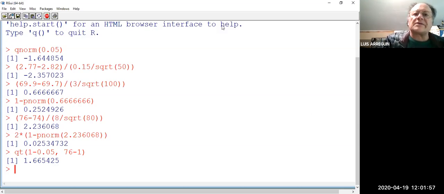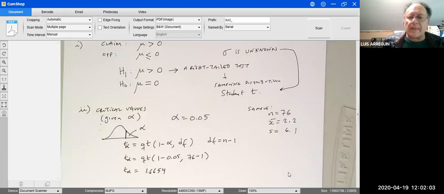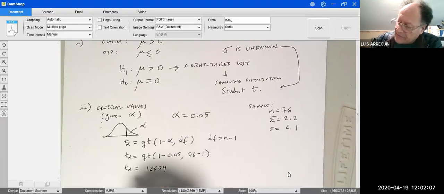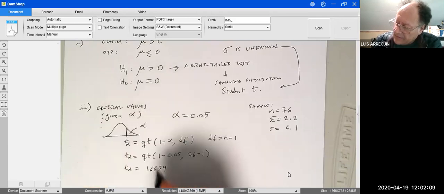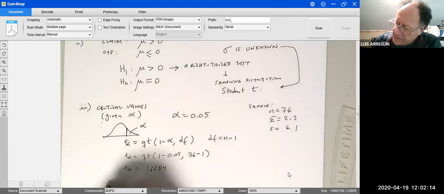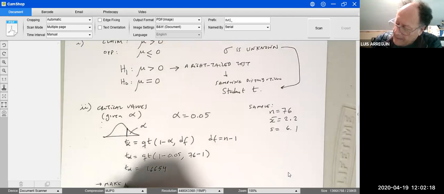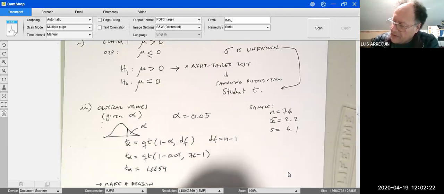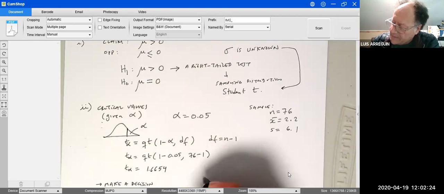That is going to be the threshold to decide whether we need to reject the null or not. So that's the critical value. Let's finish this part by using the critical value method. Let's make a decision by using this information. So we need to compute our test statistic then.